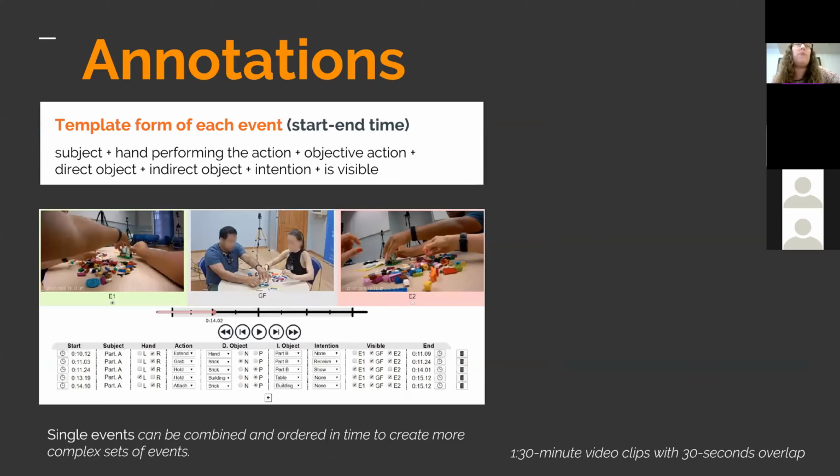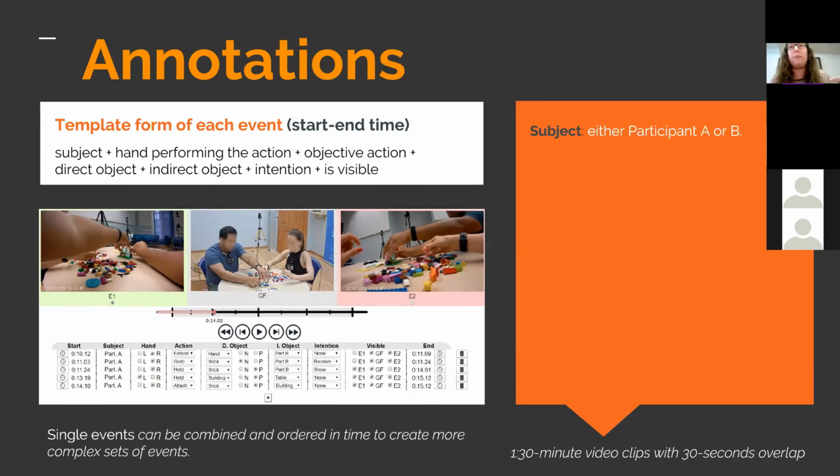Moving on to the proposed annotations, our proposal contains fine-grained annotations in the form of start and end time events. What's an event? An event follows the template form over here, which is basically a sentence explaining what's happening in a given period of time. And it follows the form of a sentence, with subject, verb, and complements.